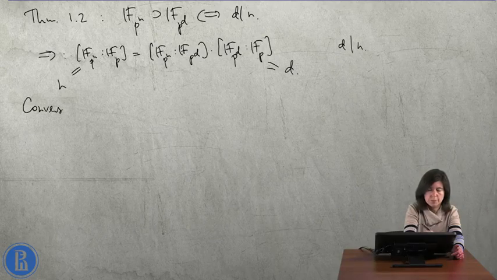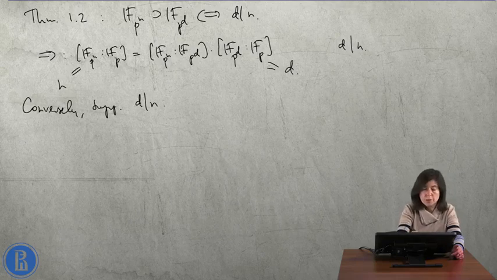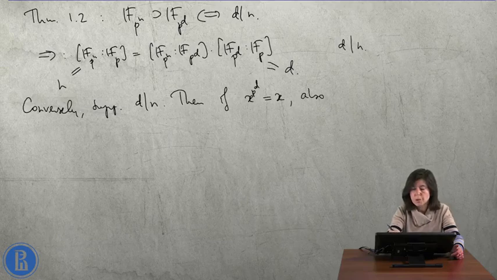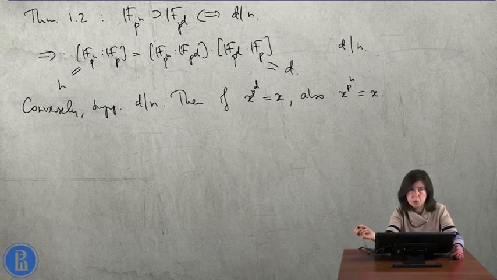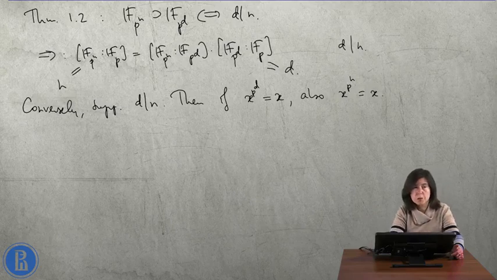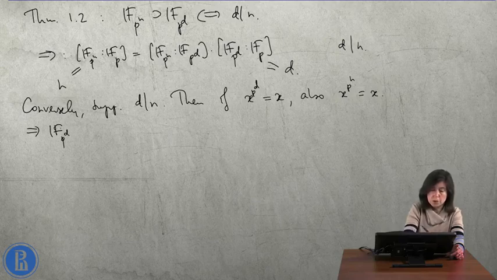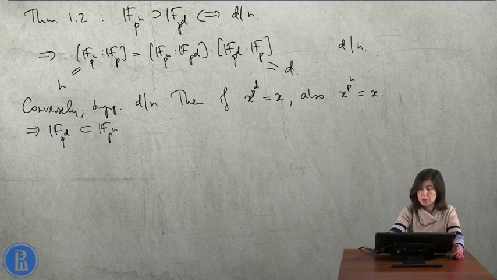Conversely, suppose that d divides n, then if x^(p^d) is equal to x, the same is true for x^(p^n), since taking the p^n-th power is just iterating taking x to the power p^d. So F_{p^d} is contained in F_{p^n}.